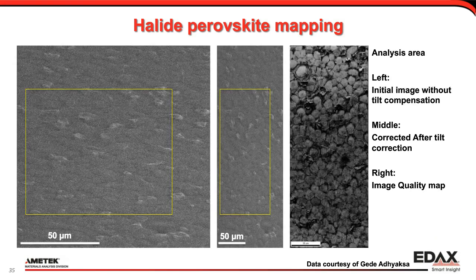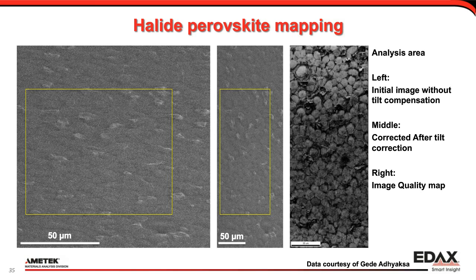So here is the mapping area for this. On the left-hand side, that's an image without any tilt correction. Software knows it's not corrected yet, so I can stretch the picture to show the proper aspect ratio. And then on the right-hand side, we have the image quality map that comes out of there, and we can nicely recognize all the individual grains.